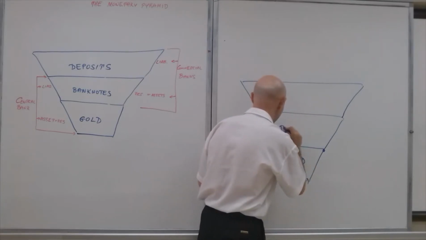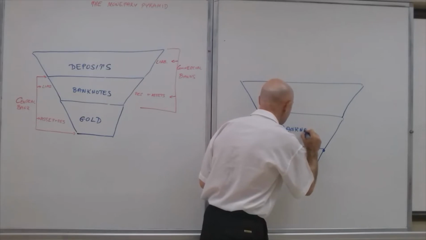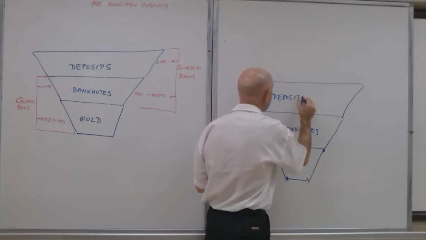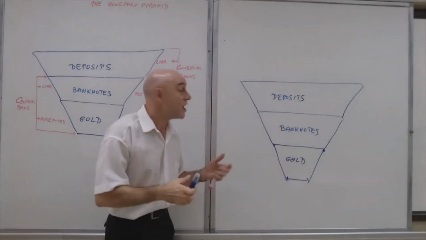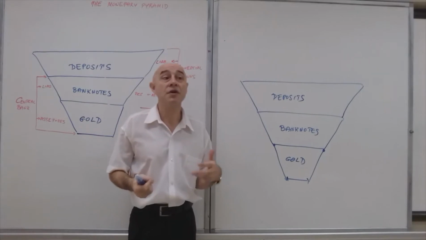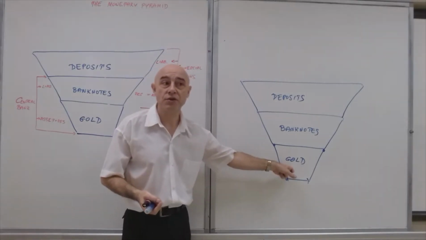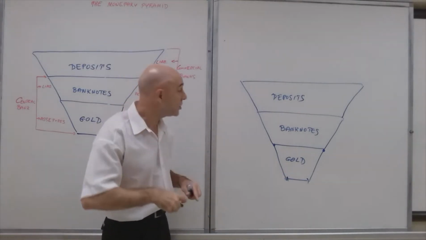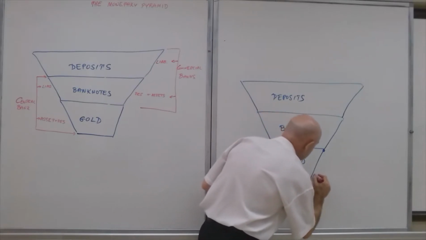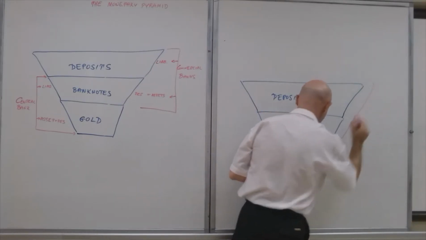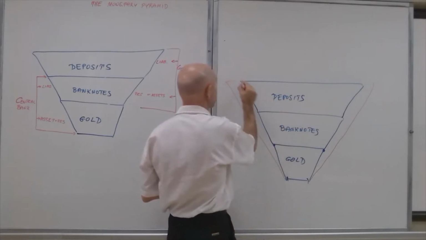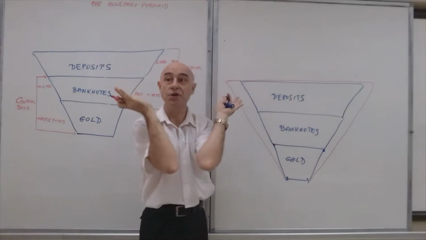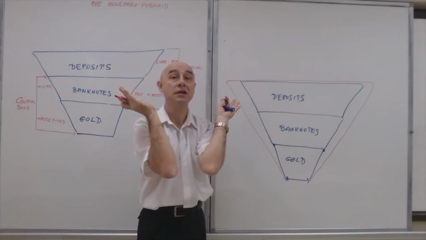This is gold. Now we have banknotes. And these are deposits. What if we increase the multiplier to 3? In other words, reduce the fractional reserve from 50 to, let's say, 33%. Well, red color, the system will begin to look like this. The pyramid is going to get wider at the top and narrower at the bottom.